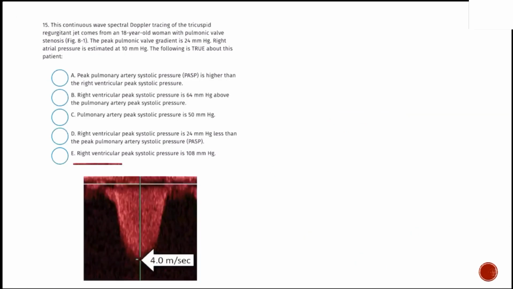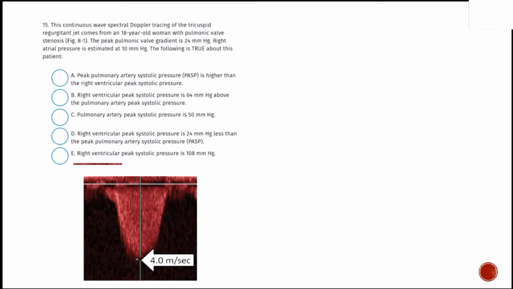All right. And then this continuous wave spectral Doppler tracing of a tricuspid regurgitant jet comes from an 18-year-old woman with pulmonic valve stenosis. The peak pulmonic gradient is 24 millimeters of mercury. Right atrial pressure is estimated at 10. Which of the following is true about this patient? So does your right ventricular systolic pressure equal your PA diastolic pressure?